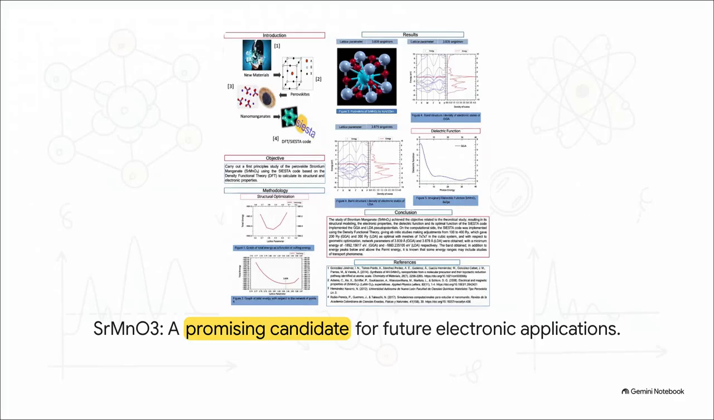To wrap things up, this first principles study really gives us a solid, comprehensive theoretical baseline for cubic SrMnO3. We validated its structural stability, pinning down those equilibrium lattice parameters at 3.839 angstroms with PBE and 3.879 angstroms with CA. We also consistently proved that it is a pure metallic conductor, driven by that key band overlap at the Fermi level. And optically, it shows a highly dynamic, multi-spectrum absorption profile.